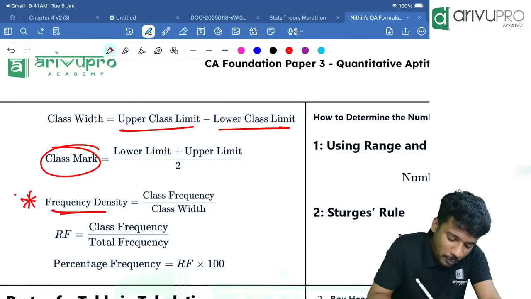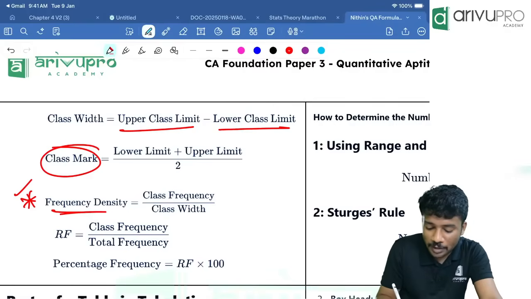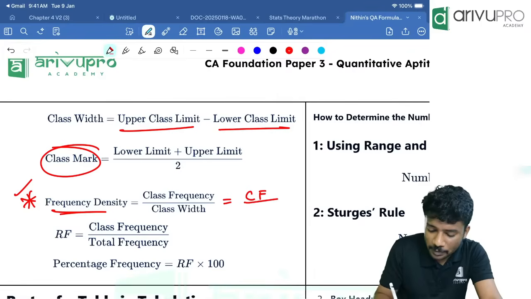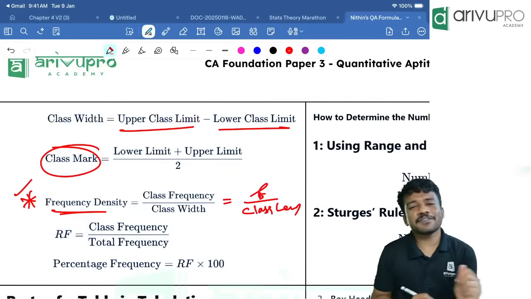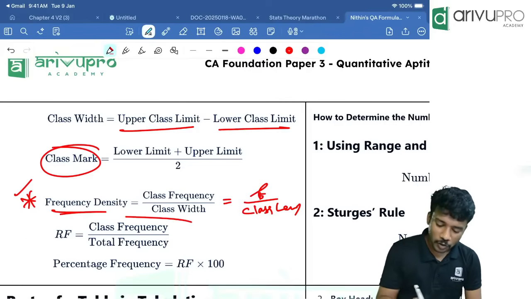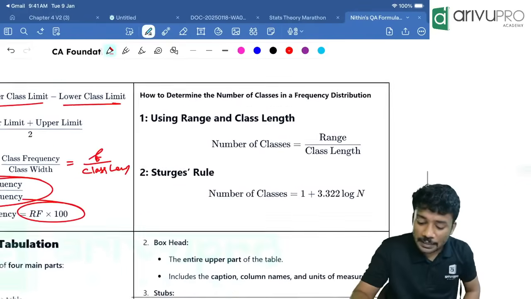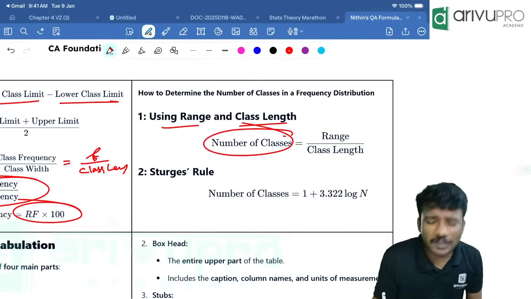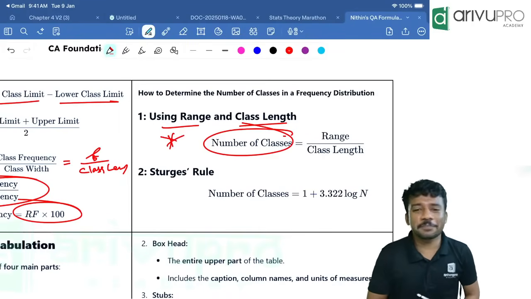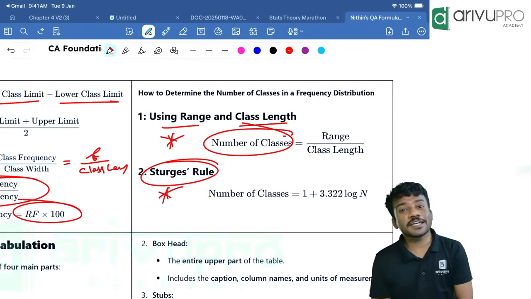Frequency density, one of the most repeated questions. Yesterday also I told you that it is nothing but class frequency divided by class width, or class frequency F divided by class length. Then relative frequency is nothing but class frequency divided by total frequency. Then percentage frequency is nothing but relative frequency into 100 people. Then using the range and class length, how to find the number of classes? Number of classes is nothing but range divided by class length, one of the repeated questions. Then Sturges' rule, it was asked one time, they asked directly the formula, how to find the number of classes.